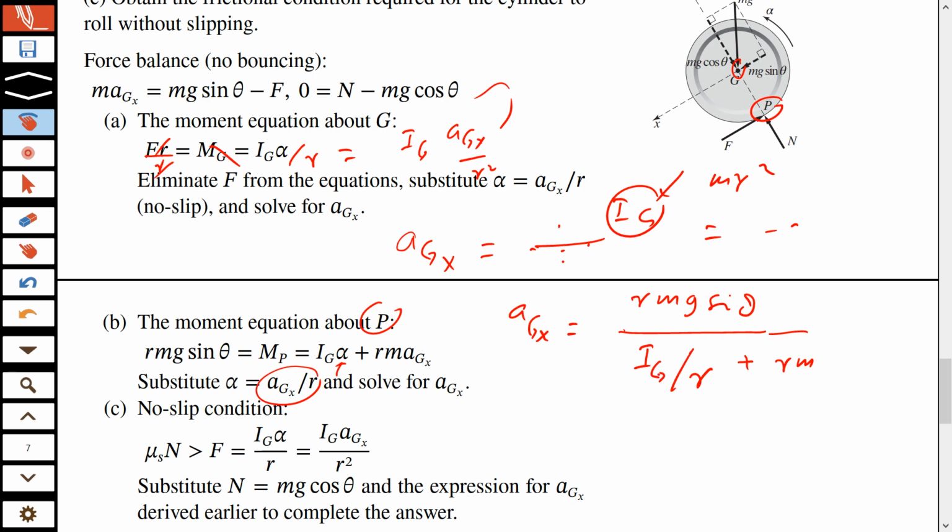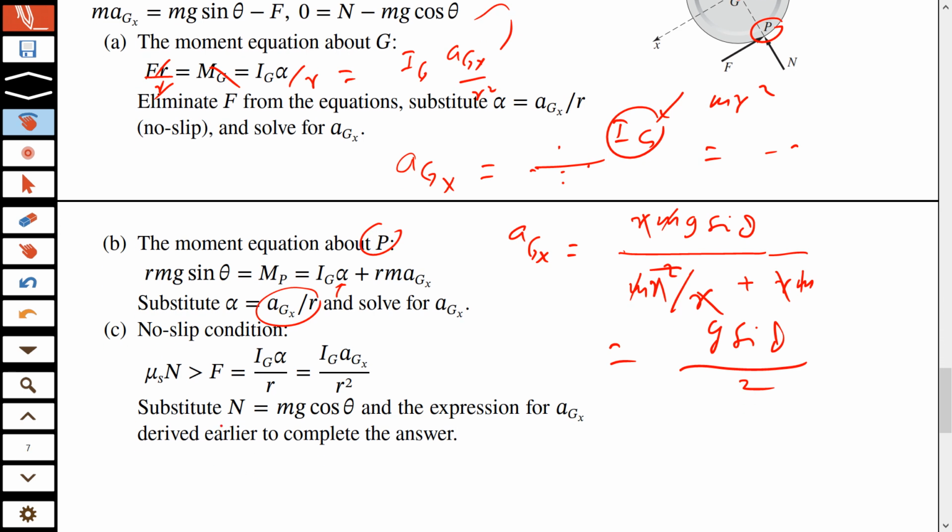Yes. So अब यहाँ पे मैंने क्या करना है कि Ig has to be replaced with mr squared. So this will cancel out there, and this r will cancel out here, and m will cancel out there. So I'm left with g sine theta divided by 2. 1 plus 1 is 2. Yeah, it was that simple.